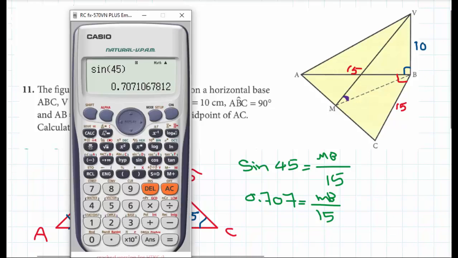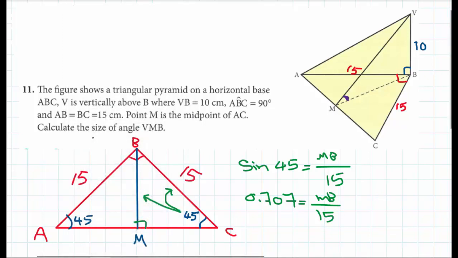This number 0.707, which is the sine of 45, will be multiplied by 15, so it gives 10.60. We can say it's 10.6, the length of MB. We got it. MB is 10.6 centimeters. Now we know the length of MB. Can we find angle VMB? Now we know this length is 10.6. This is the length of MB.